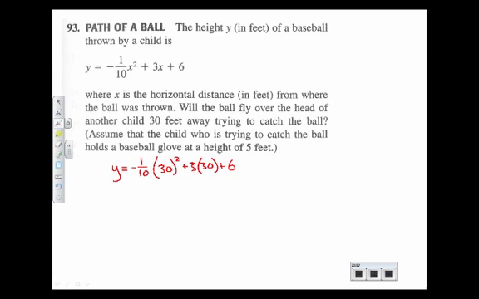All right, so let's jump back in. Negative 1 over 10, 30 squared is 900. A tenth of 900, let's cancel out some zeros, and so we'll have negative 90. 3 times 30 is plus 90, plus 6. 90 and negative 90 cancel each other out. We're going to be 6 feet high, and this child who's trying to catch the ball holds a baseball glove at a height of 5 feet, and the ball is going to be at 6 feet, so yes, that will go flying over his head.